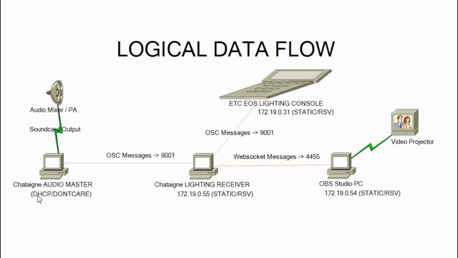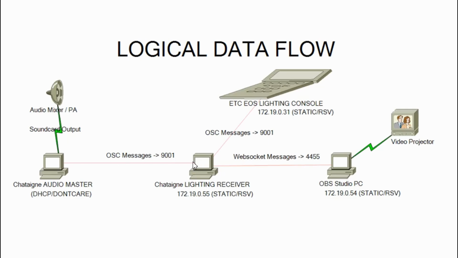The only machine that actually doesn't need a static or a reserved IP is our audio master. It can be DHCP, it can be static, it can be reserved. We just don't care. It does not receive. It does not have any open ports that are receiving. It is only sending. So it's going to be attached to our network through an Ethernet switch, or Wi-Fi if you have to, but let's go with Ethernet. It's going to be sending out OSC messages to a target port of 9001 for our lighting receiver.